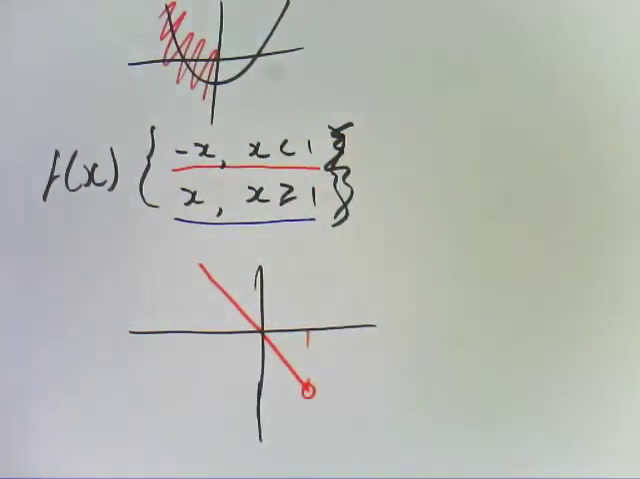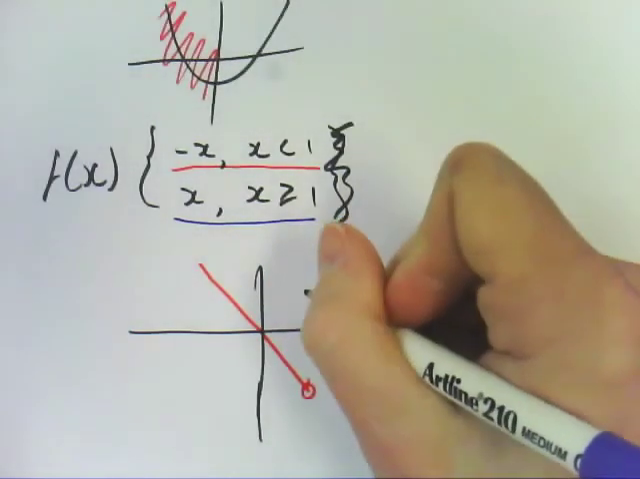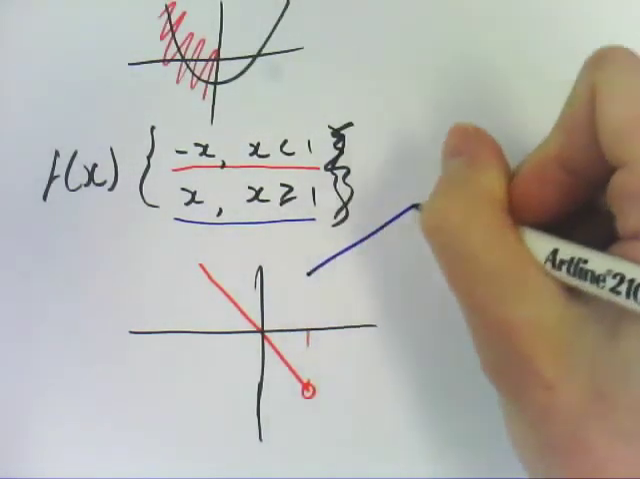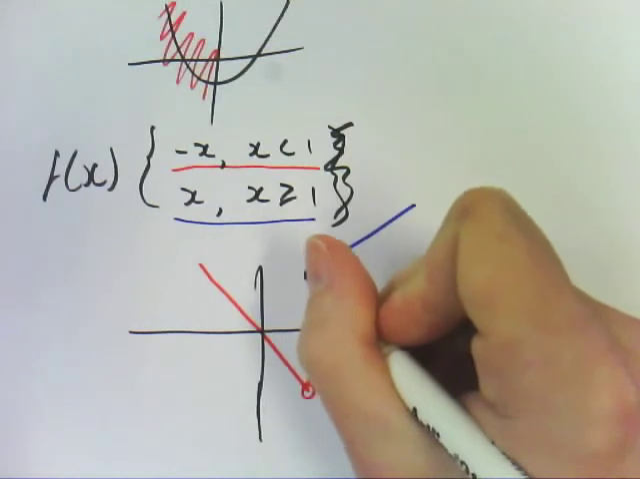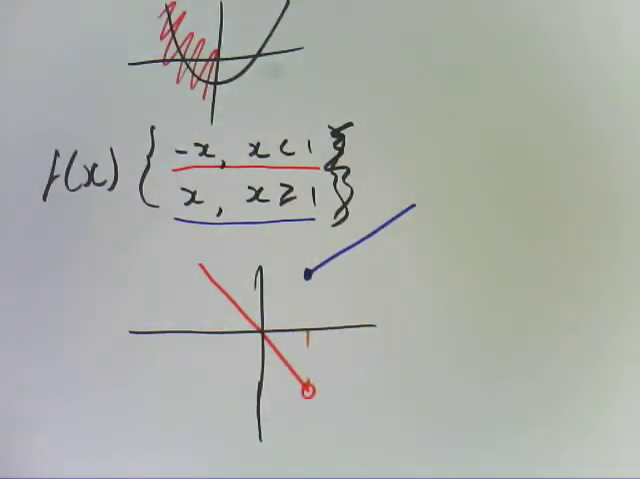The second rule: if x is greater than or equal to 1, we draw y equals x. So it'll look like a mirror image of it, and it'll do that. It needs a closed circle at the end there because we're including that, since we've got that equal to sign. That's a hybrid function. For each separate domain, you just look at that individual rule. That's what you're doing.